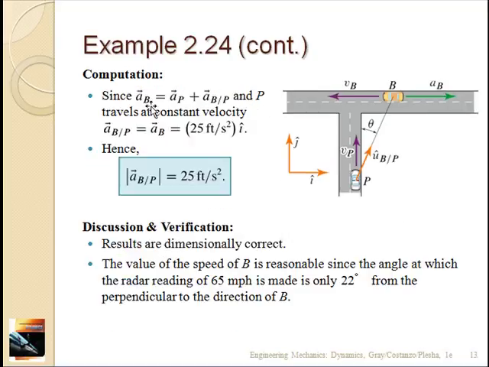Okay, and then the acceleration of B is the acceleration of P plus the acceleration of B relative to P. And P is traveling at constant velocity, so it has no acceleration. So the relative acceleration is just the acceleration of B, and it's 25 feet per second squared.